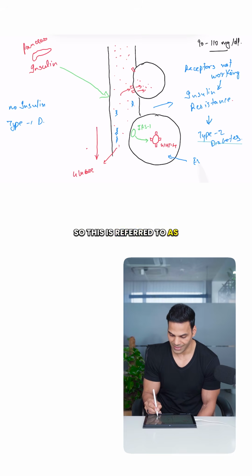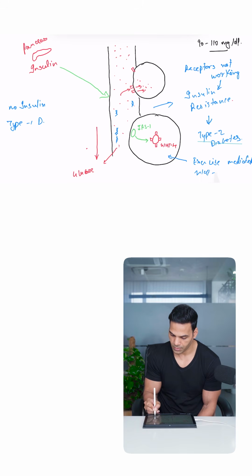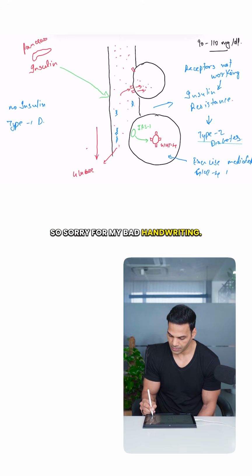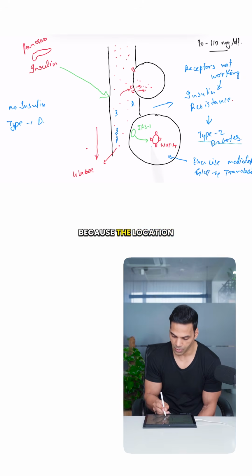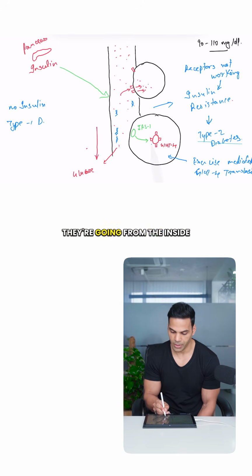So this is referred to as exercise mediated GLUT4, sorry for my bad handwriting, translocation. It's referred to as translocation because the location of these GLUT4 vesicles is changing. They're going from the inside of the cell to the surface of the cell, poking straws out so that glucose can come in.